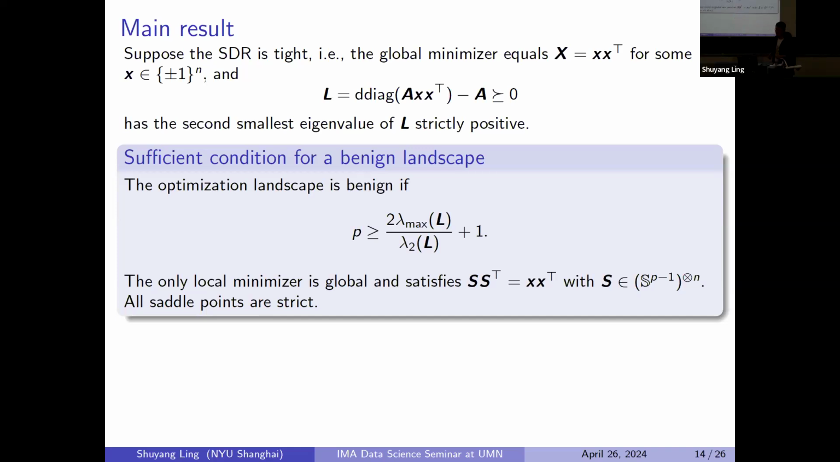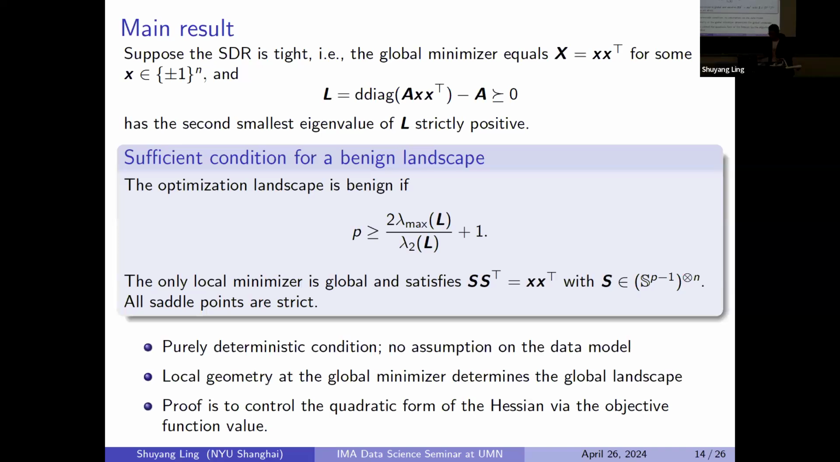And moreover, all the saddle points are strict saddles. The interesting thing is that it's purely deterministic, with nothing to do with any statistical assumptions on the data matrix, which means local geometry determines global. And the proof is actually not so hard. I have to do some clever manipulations of the Hessian matrix, and we can basically control the Hessian using the objective function.